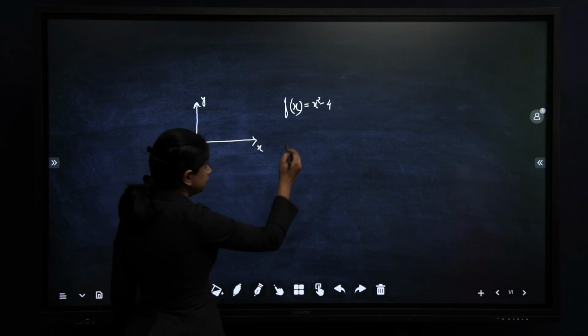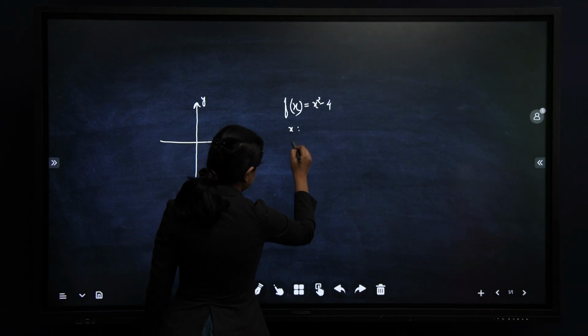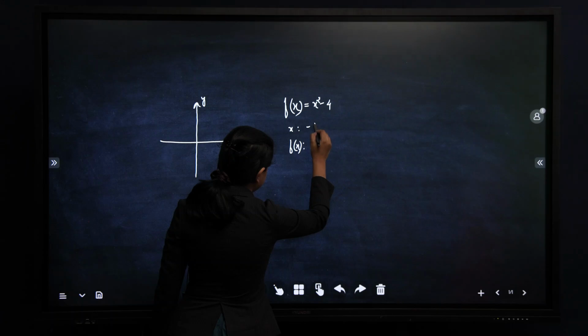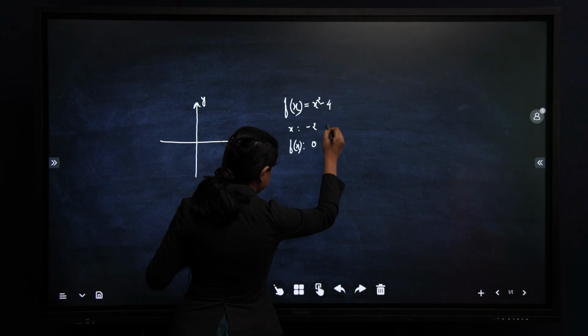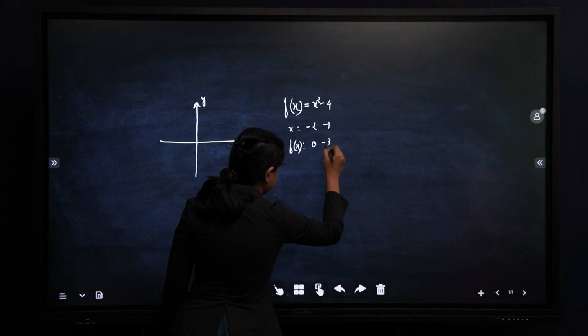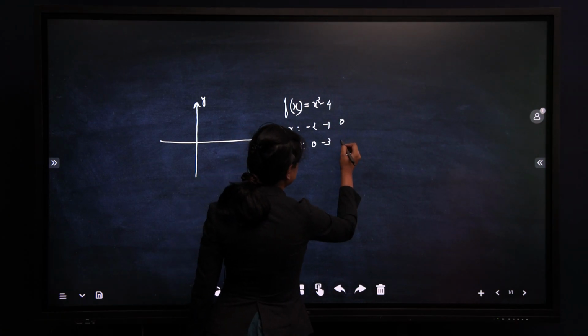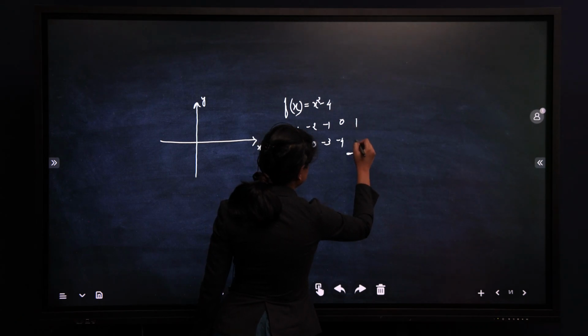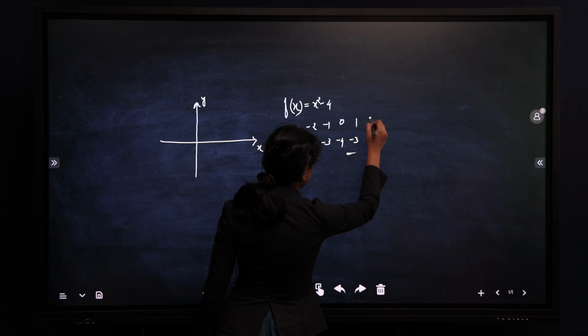Now you make a table for it, with x values and f(x) values. If you take x as minus 2, you get minus 2 square minus 4, which is 0. If you take minus 1, this will be minus 3. If you put 0, it will give you minus 4. If you put 1, it will give you minus 3, and if you put 2, it will give you 0.